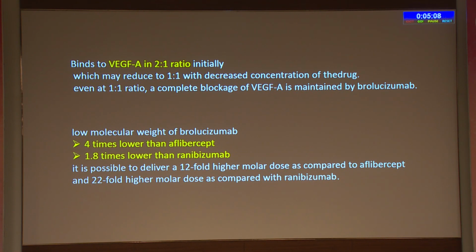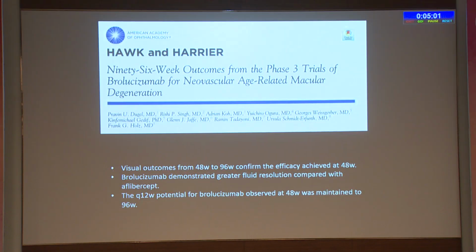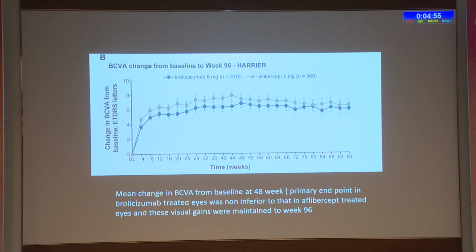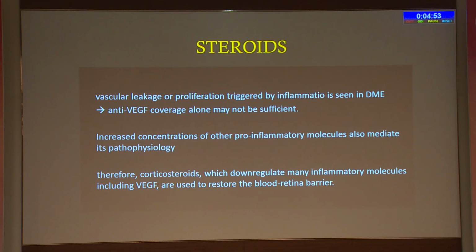So you get a 12-fold higher molar dose compared to aflibercept and 22-fold higher molar dose compared to ranibizumab. And it was the Hawk and the Harrier study that gave us this new molecule. I'm not going into the details of the results. So those are the anti-VEGF molecules that are available here. Bevacizumab, of course, is an off-label use, and though we have a horde of trials that have bevacizumab in it.